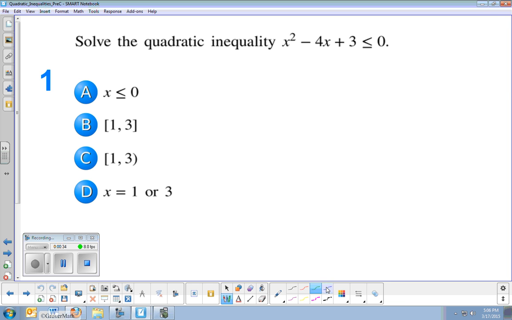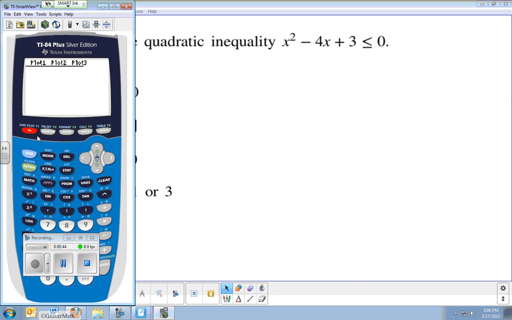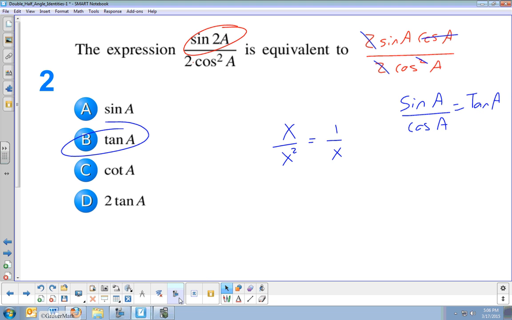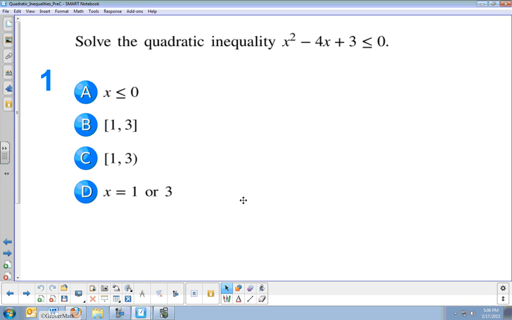I could factor it, which in this case would be pretty simple. I could do completing the square. I could take a look at the graph on my calculator. I have it typed in here already. If I hit zoom 6, I could do the left bound, right bound, and then left bound, right bound again to get these two numbers. Now, this is a basic example, so factoring is probably the easiest way to do this one.